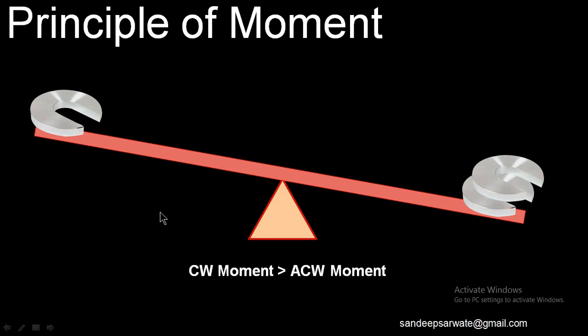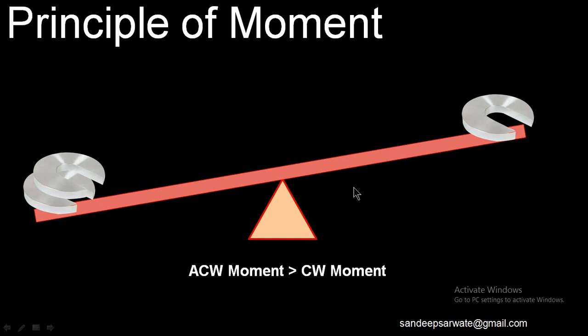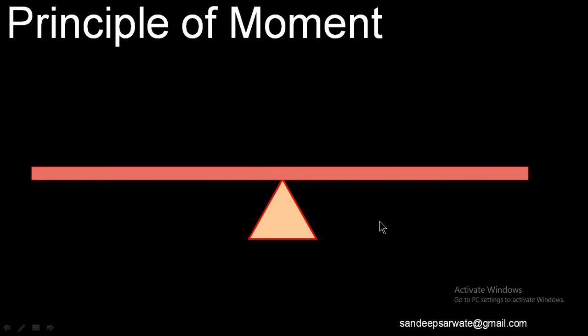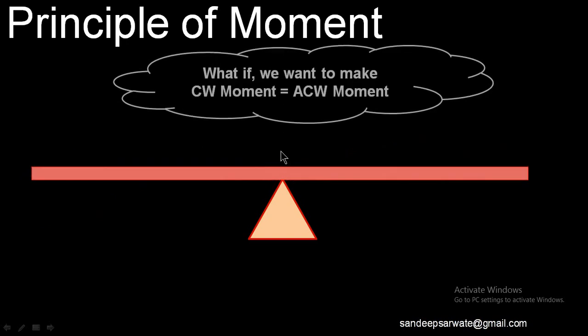Fine. So suppose in this case I have more force on the right hand side as compared to the left hand side. So here this clockwise moment is greater than the anti-clockwise moment. On the other hand, here I have more force on the left hand side as compared to the right hand side. So this is the condition when the anti-clockwise moment is greater than the clockwise moment. What if I want the clockwise moment to equal the anti-clockwise moment?